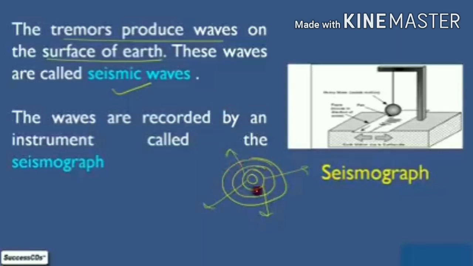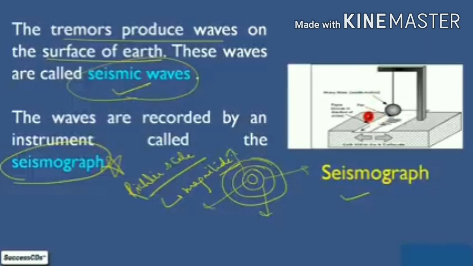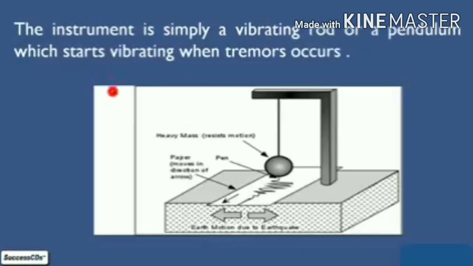To record these waves, we have an instrument known as a seismograph. The waves are recorded by an instrument called a seismograph. Now, how does a seismograph work? The instrument is simply a vibrating rod or a pendulum. Here you can see, children, this is a pendulum which starts vibrating when tremors occur.